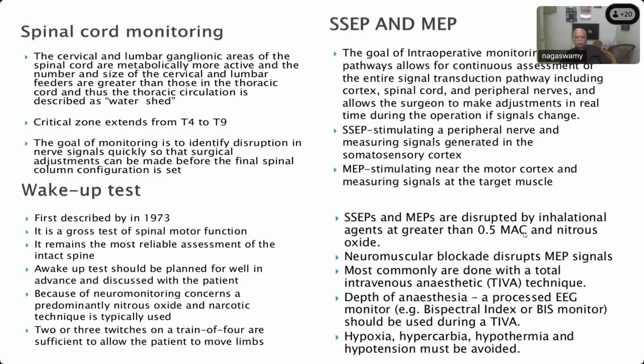And they are disrupted by inhalation agents at more than 0.5 MAC and also nitrous oxide. So you should totally avoid both nitrous oxide and inhalation agents. And the neuromuscular blocker affects the motor evoked potential more, because the muscles cannot react when you stimulate. So most commonly TIVA is used, and depth of anesthesia is monitored by bispectral index, and you should avoid hypoxia, hypercarbia, hypothermia, hypotension. All the four H's should be avoided.